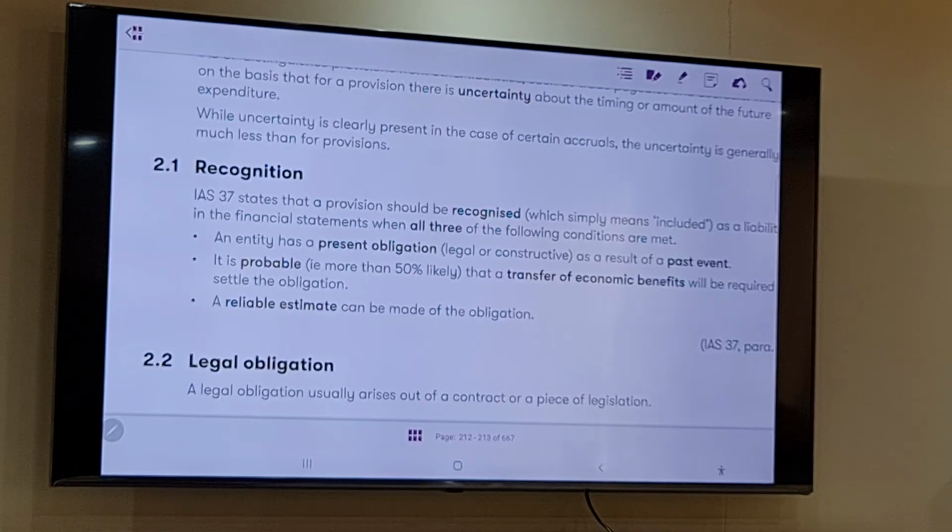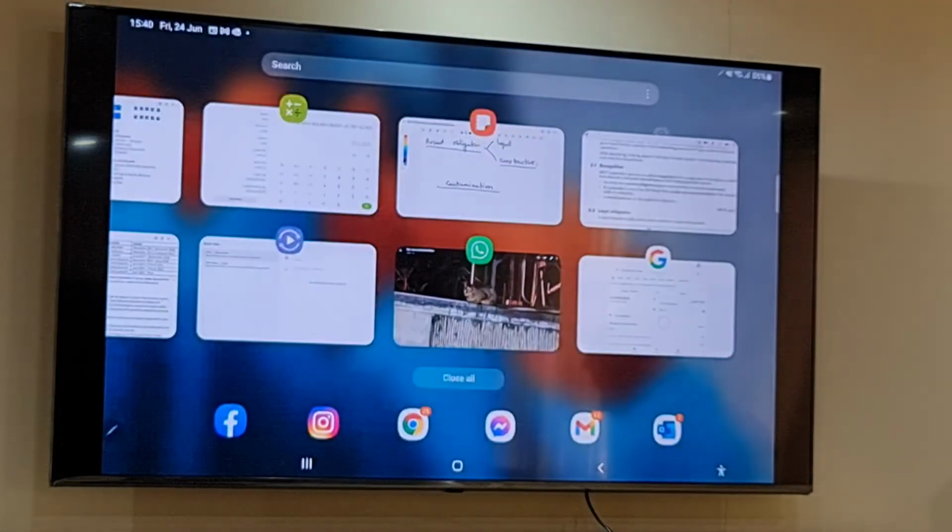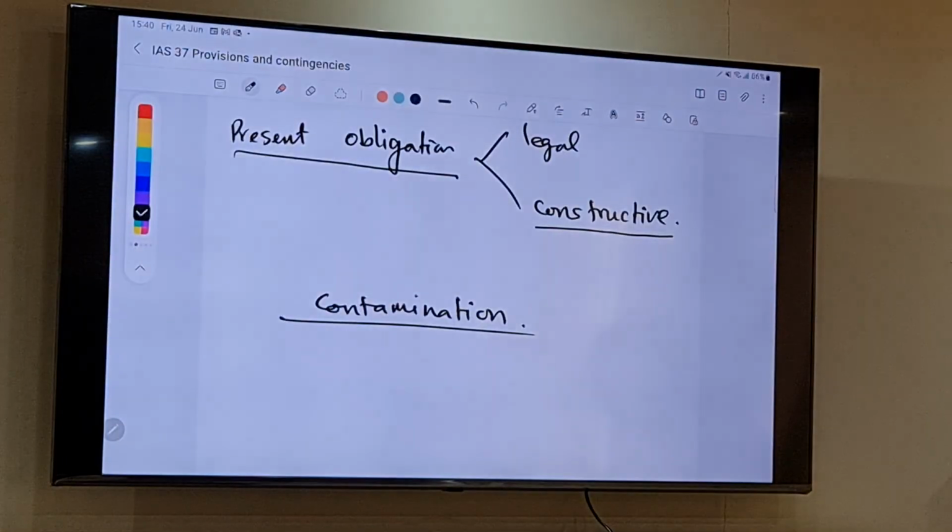So when the government gives you this land, and you carry out your activities, and that creates contamination to that land, then it's part of the requirement that when you return the land, you have to do something called decontaminate. So what do you mean by decontaminate? To bring it back to the normal situation. So this is based on your actions.